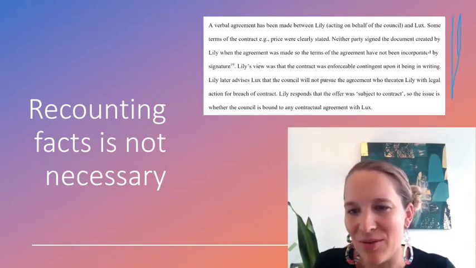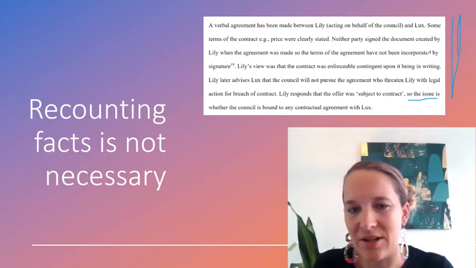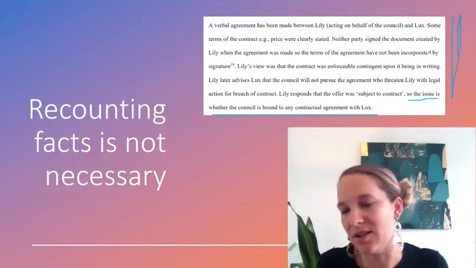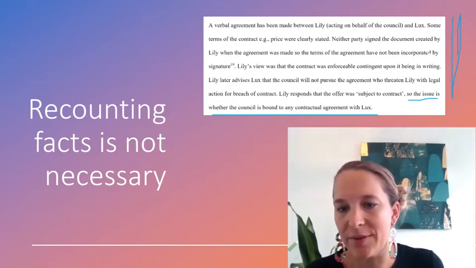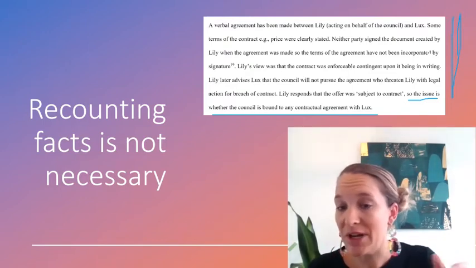Then the views of the parties, then what happened next. And then right down the bottom, the student mentions that there's a question of whether the council is bound to the contractual agreement. So here we've got too much recounting.